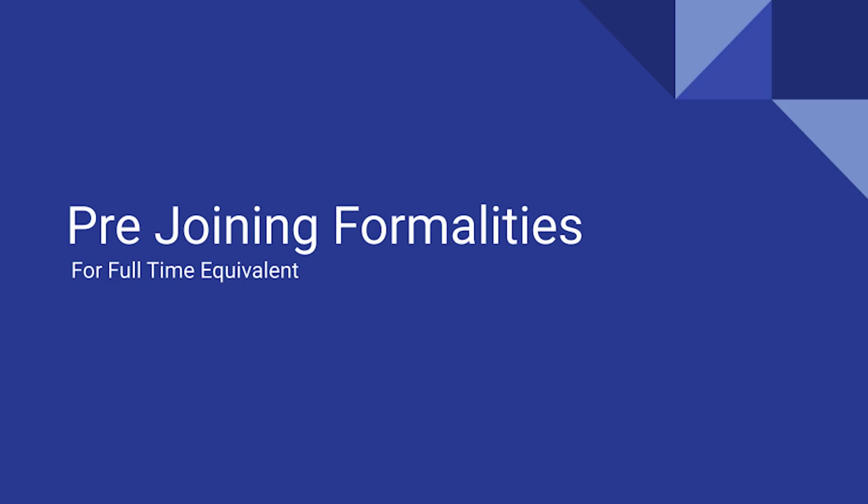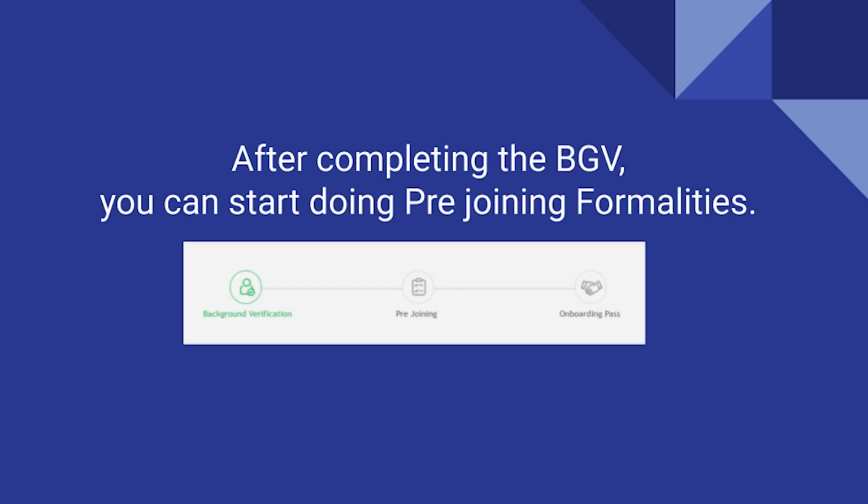In this video, we'll be talking about the pre-joining formalities in Cognizant. After completing the background verification process, we all know that we have to go through this process. And in these pre-joining formalities, we have around 18 forms to fill.